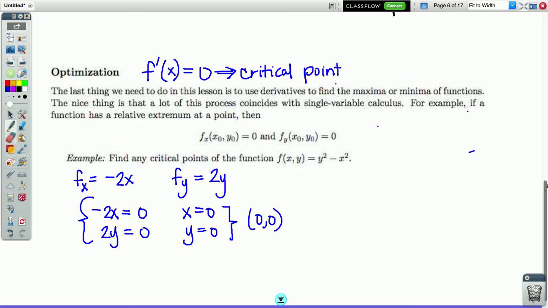Now, of course, it doesn't tell us if it's a maximum or a minimum, but it does tell us that it's a candidate for those things. Then we'll have to come up with some other tests to determine whether it's a max or a min.